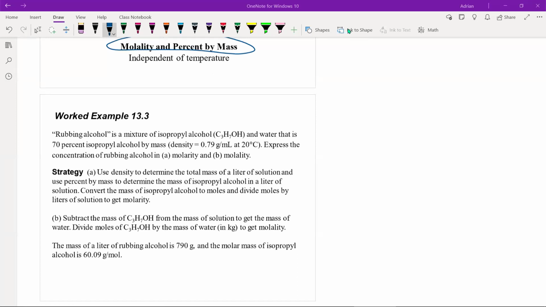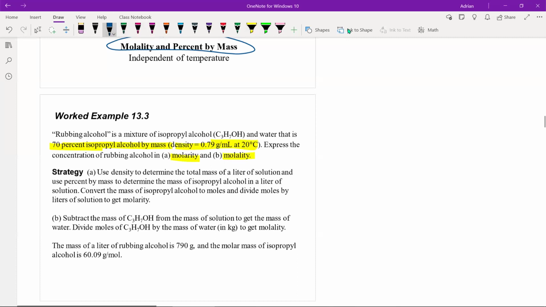Okay, let's take a look at another example where we're going to calculate different concentration units. So it says rubbing alcohol is a mixture of isopropyl alcohol and water that is 70% isopropyl alcohol by mass. It gives you the density of the rubbing alcohol solution. We want to express this in molarity and molality.